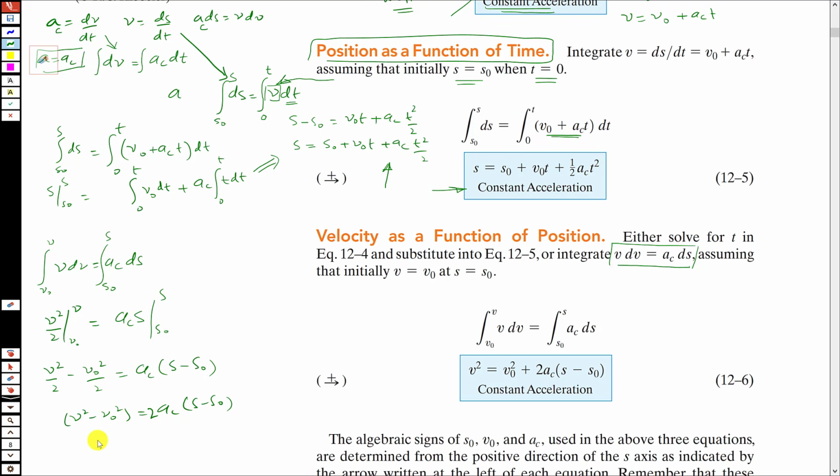and if we want the equation for only the final velocity, then v square equals v0 square plus 2 ac times s minus s0, right? So we have this third equation of motion. Now we have the velocity in terms of position, right? This is the velocity function in terms of position.